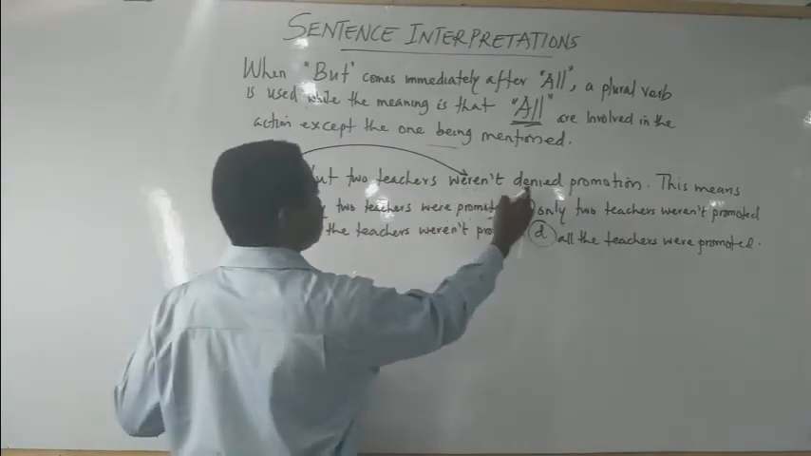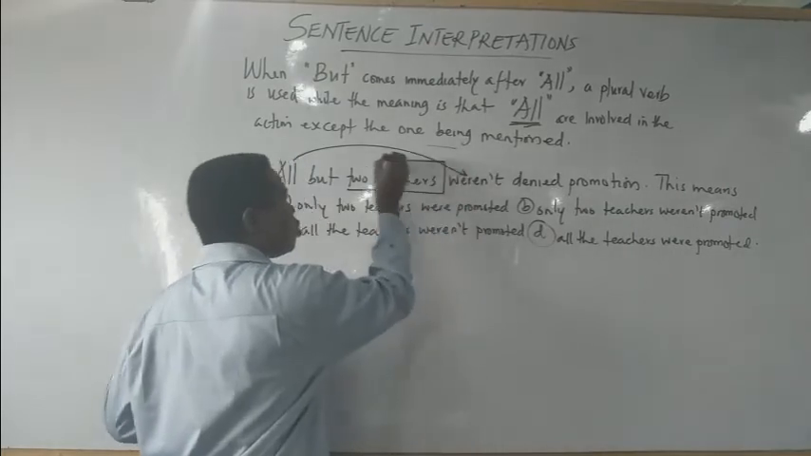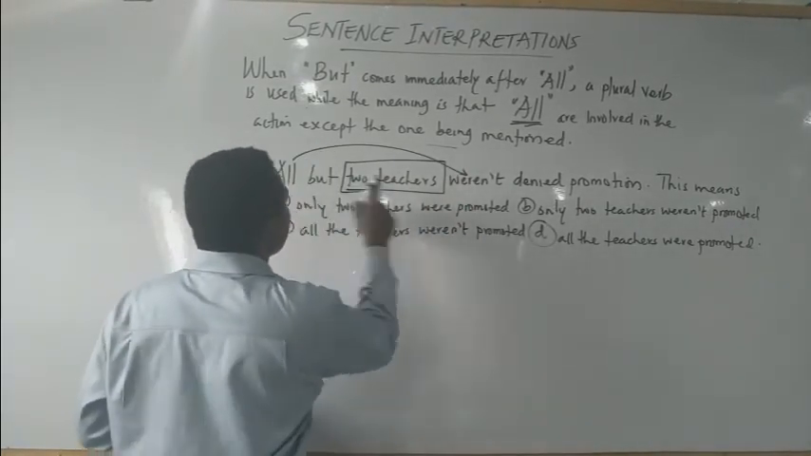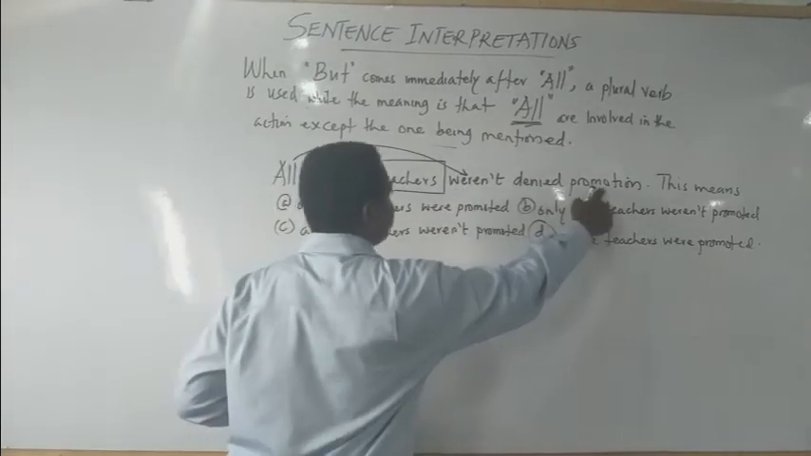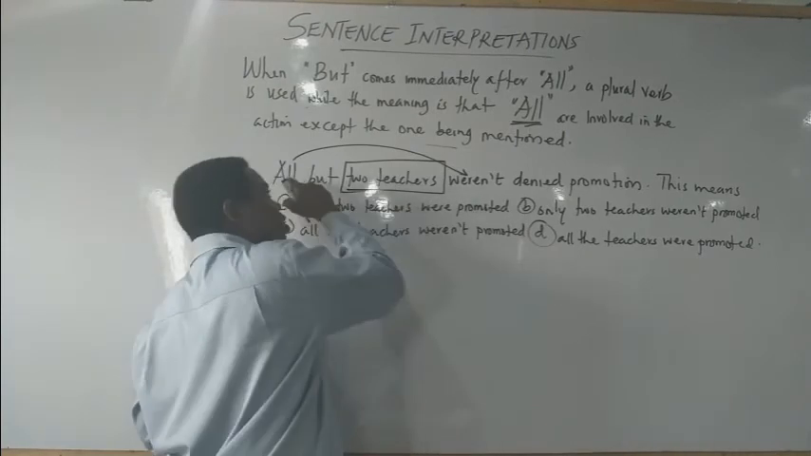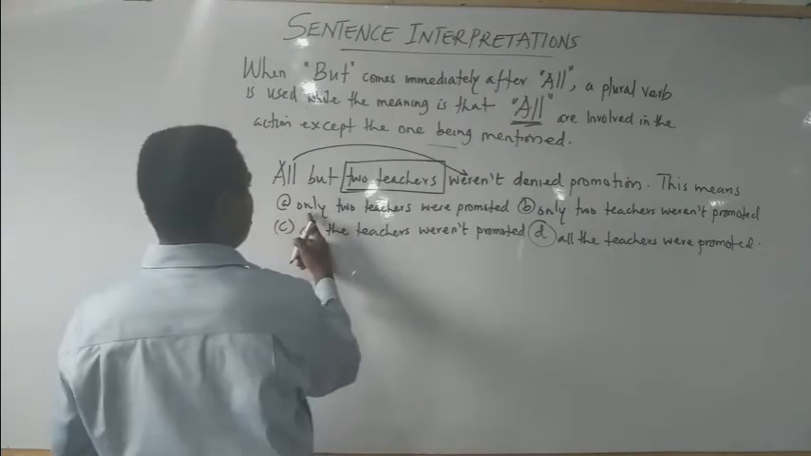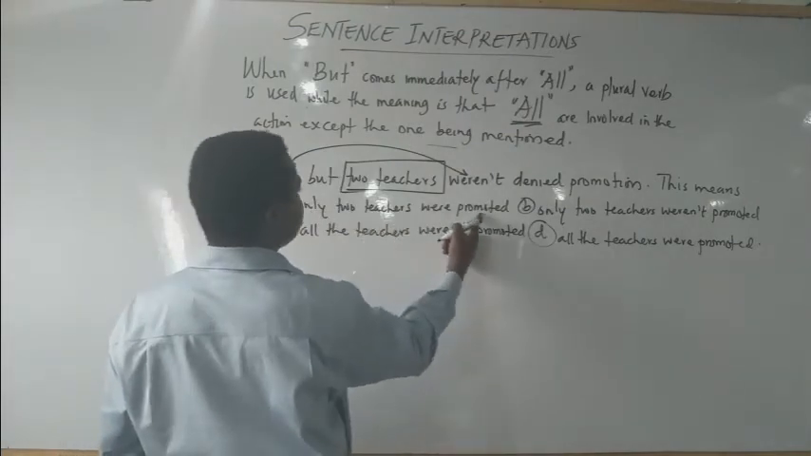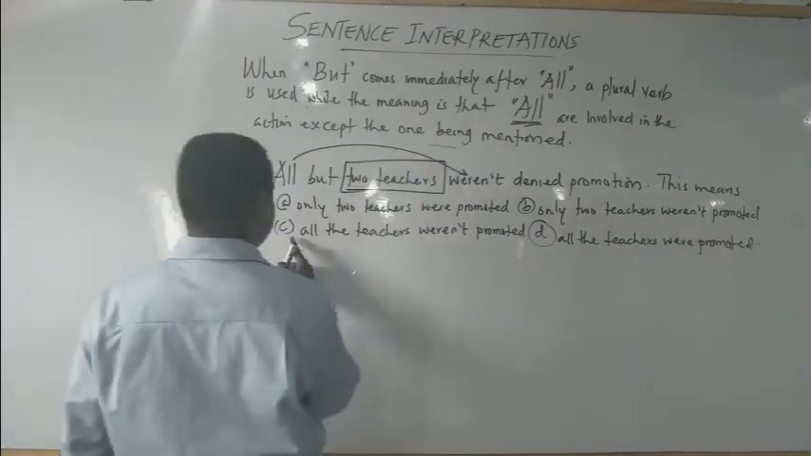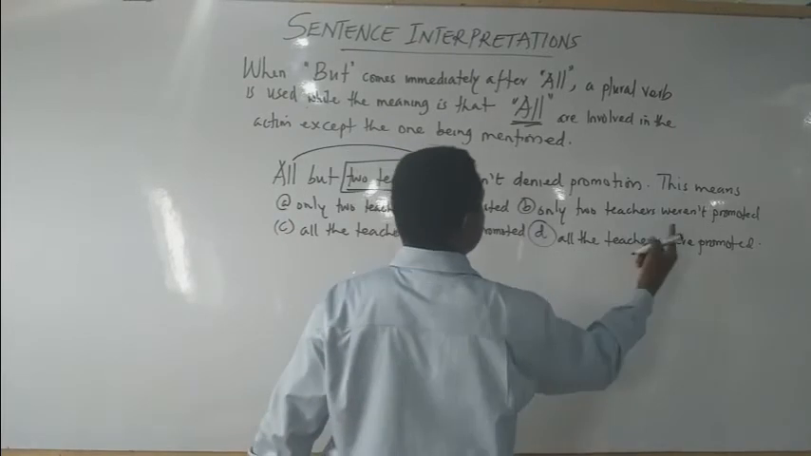All weren't denied promotion except two. Meaning only two teachers were not promoted. That's the answer. These two were not promoted. Others were promoted. So A, only two teachers were promoted. B, only two teachers weren't promoted. C, all the teachers weren't promoted. D, all the teachers were promoted.